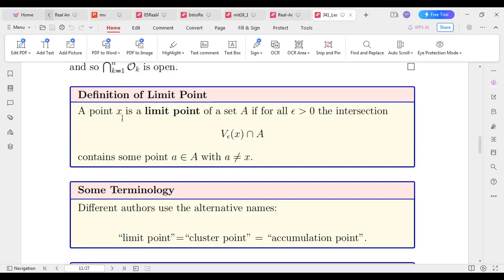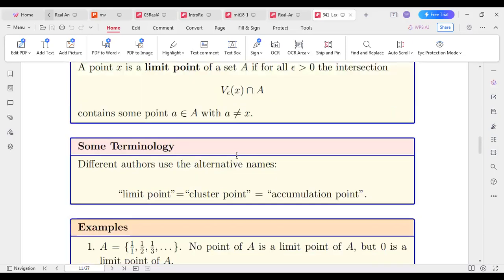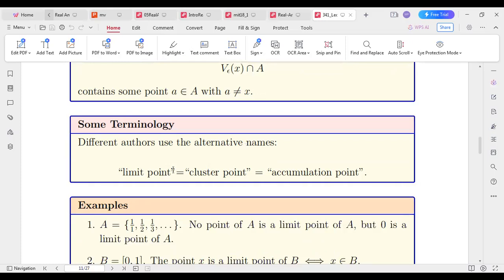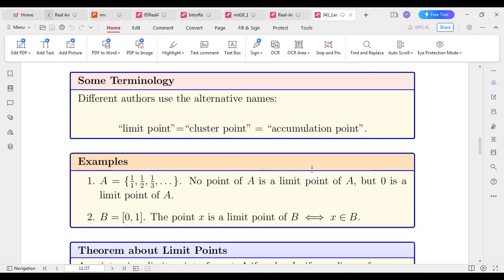A point X is a limit point of a set A if for all epsilon greater than 0, the intersection of the open ball with center X and radius epsilon with A contains some point a belonging to A which is not equal to X. Some terminology the author uses: limit point equals cluster point or accumulation point. And this is the example.